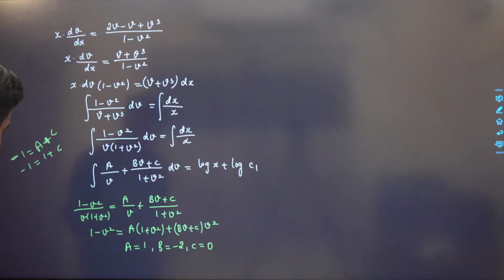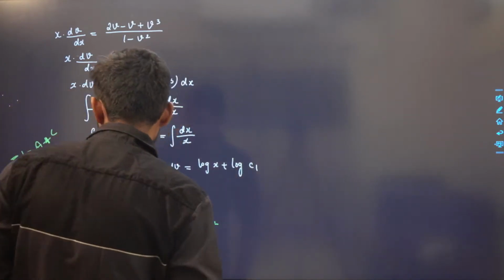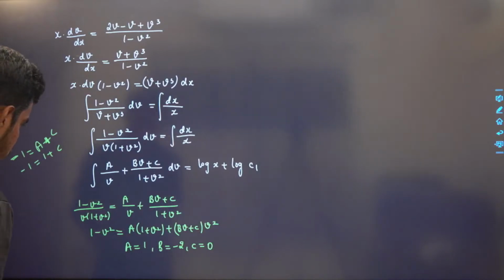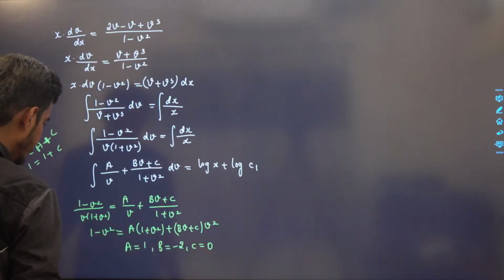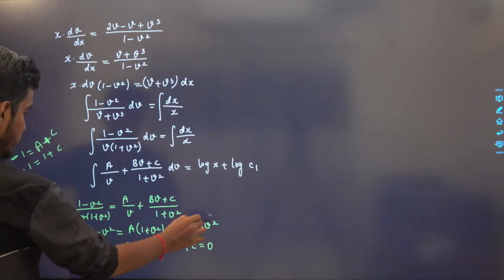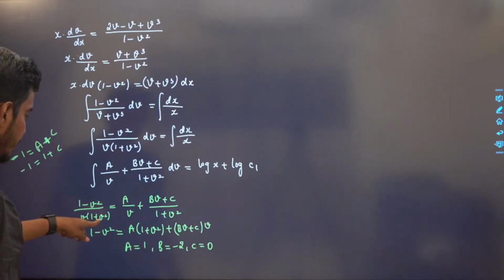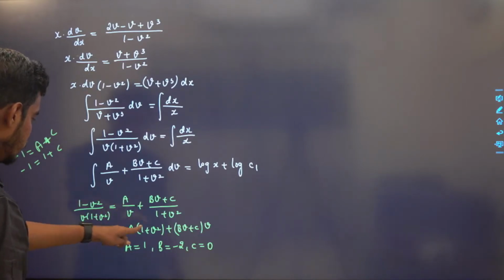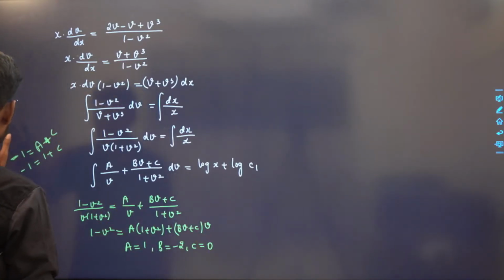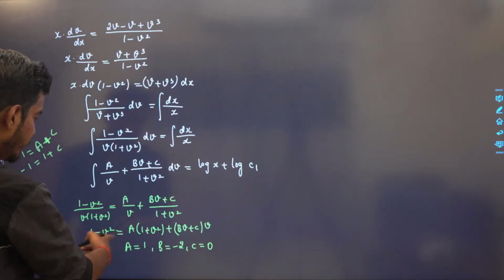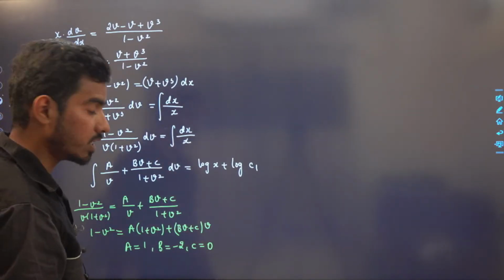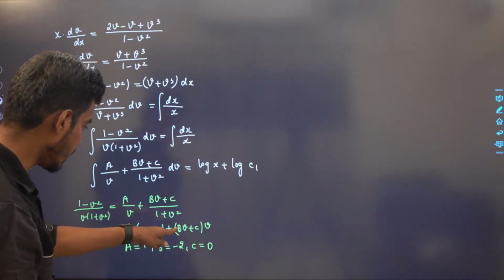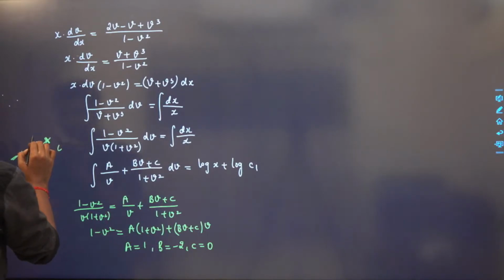Just a minute. Here we have 1 minus v square is equal to A into 1 plus v square plus Bv plus C into v. Okay, sorry, this is not v square, it is v, right? I'm multiplying throughout by v into 1 plus v square. So this v will get cancelled, so we'll have 1 plus v square, and this will be v only, right? Now if I equate the coefficient of v square, we will have minus 1 here. Here you will have A, here you will have B. So it will be A plus B.